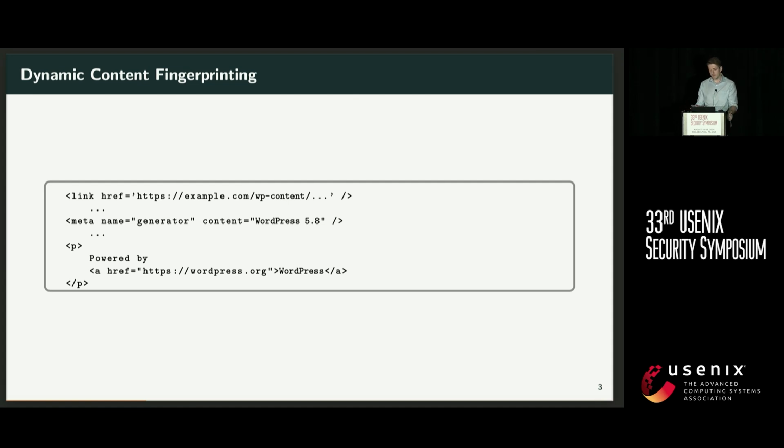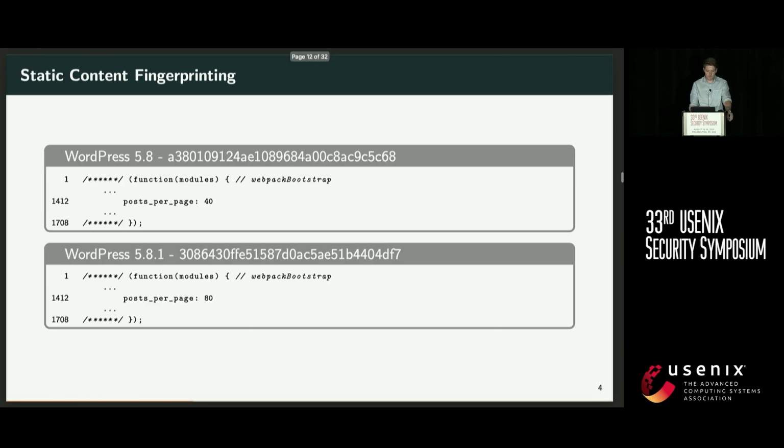But there are bits of text within this content that can be pulled out using regular expressions. Like here in this example, WordPress 5.8 by default will add this meta HTML tag that just tells you it's WordPress 5.8. And there are also cases like, for instance, at the bottom of a lot of WordPress sites, it will say powered by WordPress. So if you're a fingerprinting tool, you just have to look for these strings and you trivially know that this is WordPress 5.8. This can be removed from sites, obviously.